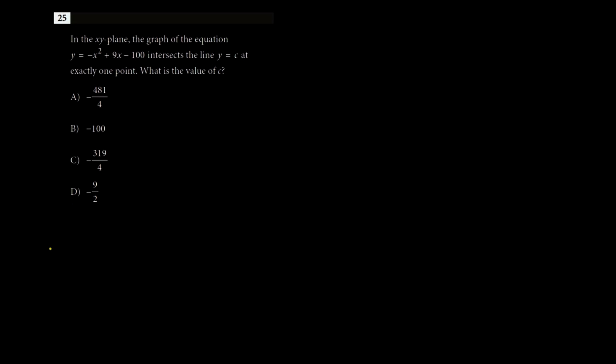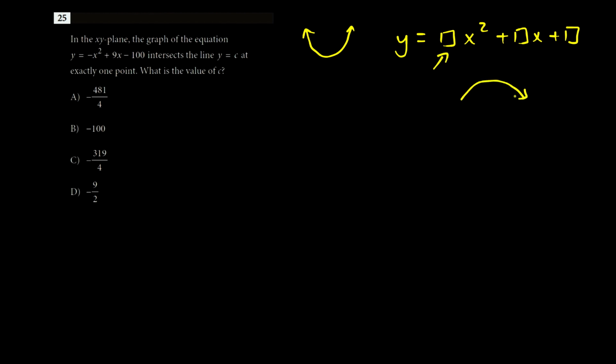Number 25, we're looking at a quadratic intersecting some line at one point. So for a quadratic, most of you should know it's the shape of a parabola, which most of us draw like this. But when we look at it in standard form, which is ax squared plus bx plus c, I'll do it with blanks. If this a value is negative, we know it's concave down or opens down, some people will say. And if it intersects at just one point, there's only one way that can happen. It's going to hit it at the vertex up top here.